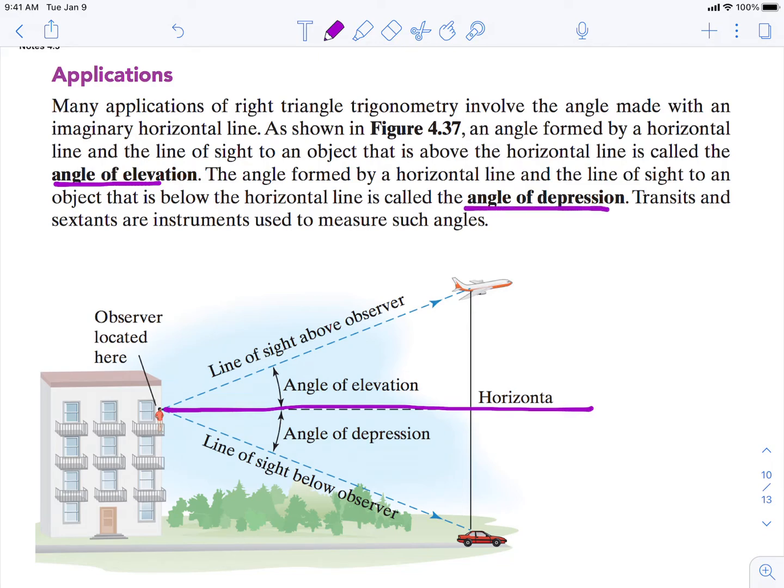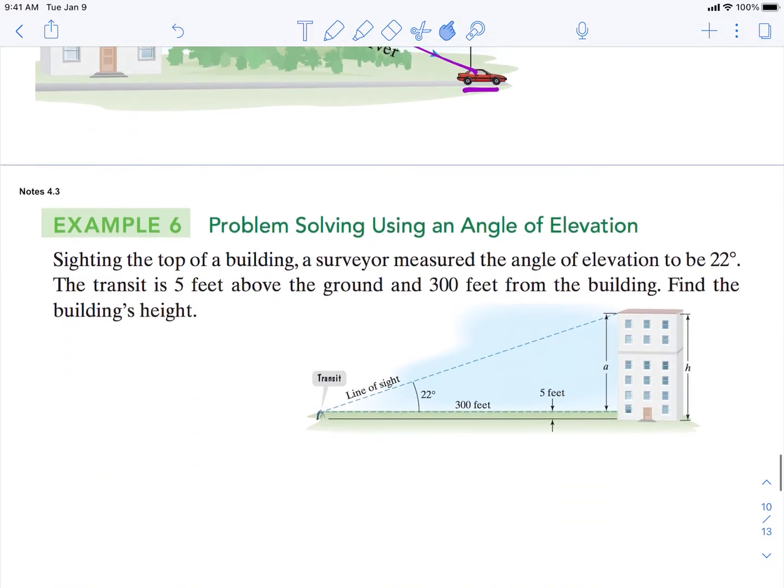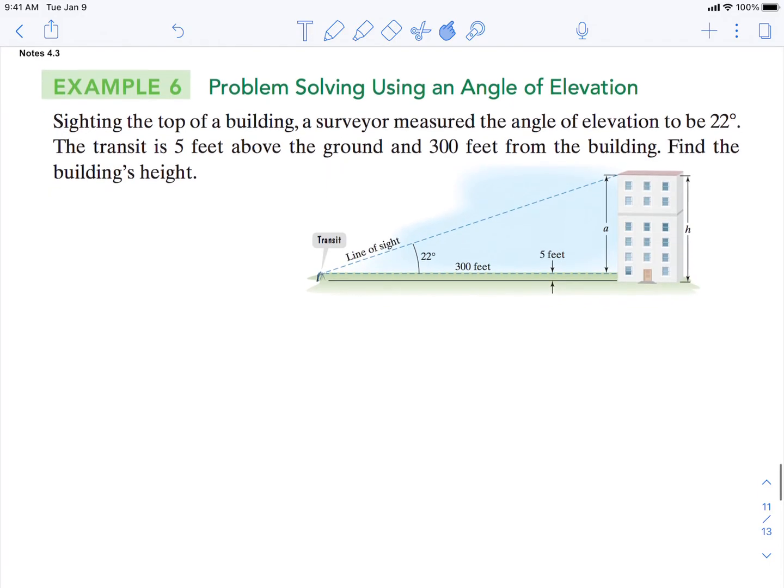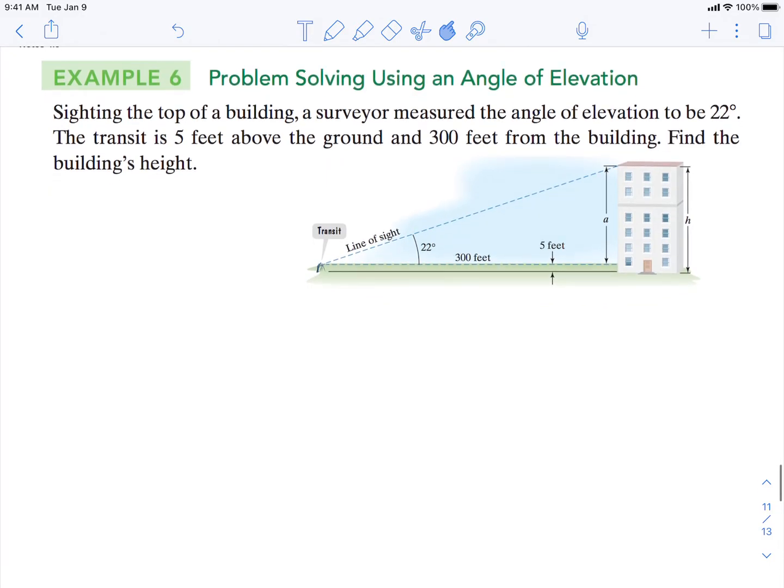So imagine here is a car and then there's a plane. This angle above it is called the angle of elevation to that line of sight from the airplane. And here's this person. Below it is called the angle of depression, maybe looking down at that car. So here's an example of an angle of elevation.